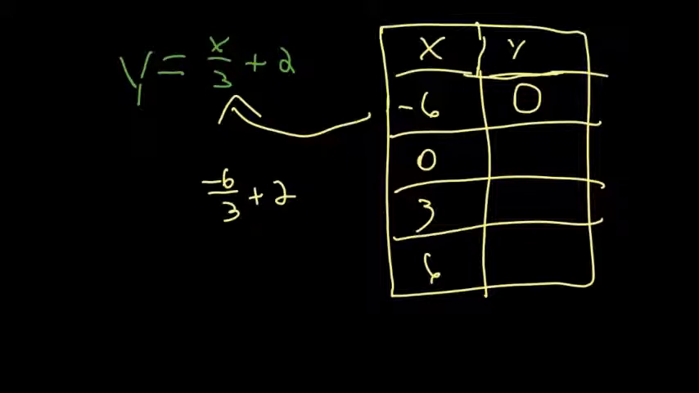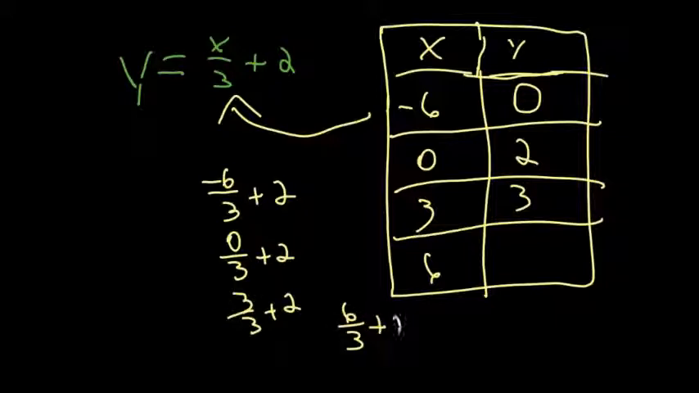Then I do 0. So 0 divided by 3 plus 2. 0 divided by 3 is still 0, plus 2 is 2. Then I do 3. 3 divided by 3 plus 2. 3 divided by 3 is 1, plus 2 is 3. And last one, 6 divided by 3 plus 2. 6 divided by 3 is 2, plus 2 is 4.